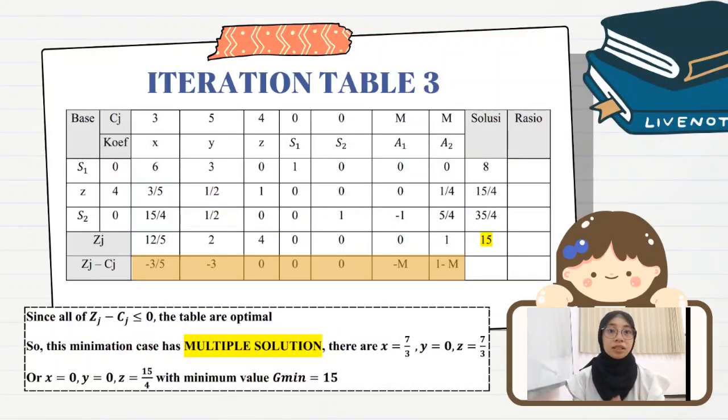Since all zj minus cj are less than or equal to 0, the table is optimal. So this minimization case has multiple solutions: x equal to 7 over 3, y equal to 0, z equal to 7 over 3, or x equal to 0, y equal to 0, z equal to 15 over 4, with the minimum value g equal to 15.